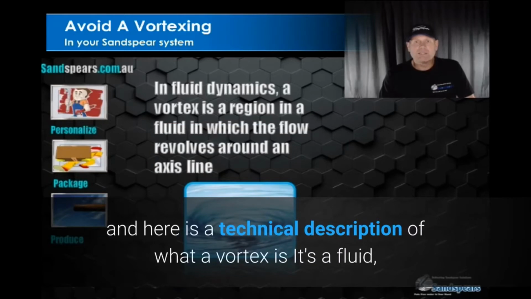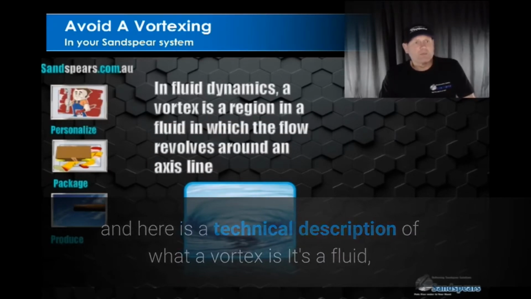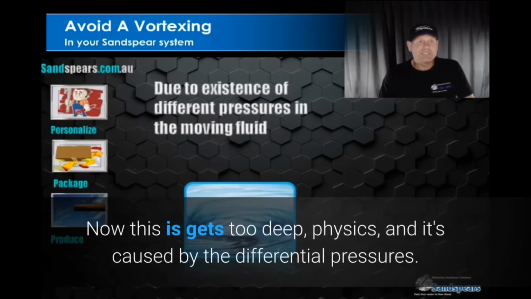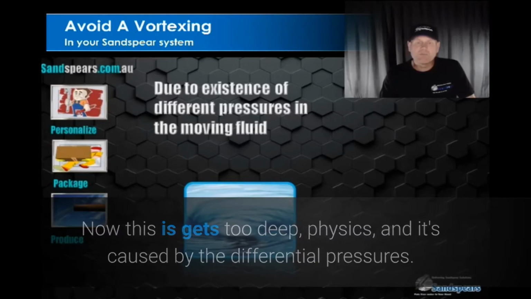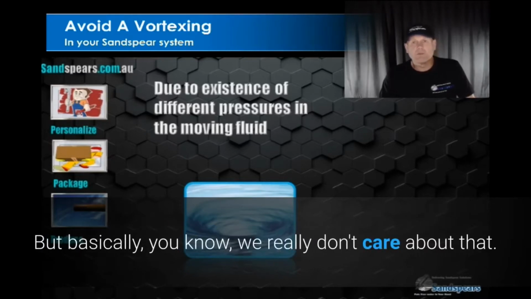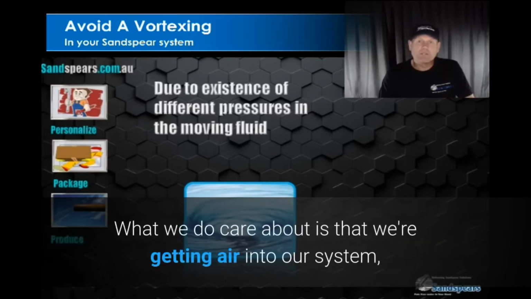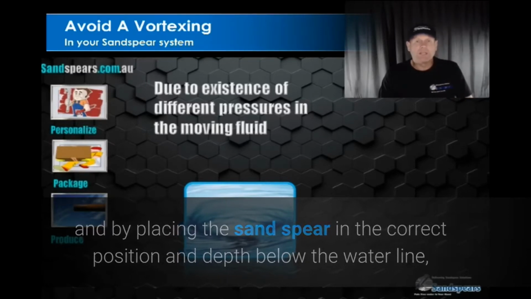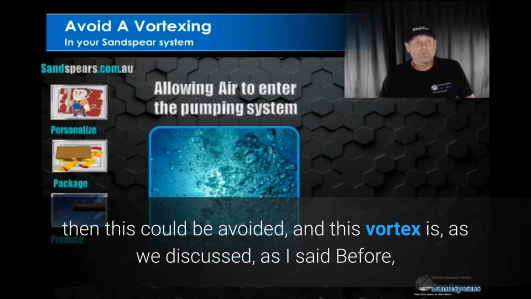And here is a technical description of what a vortex is. It's a fluid dynamic. A vortex is a region in a fluid in which the flow revolves around an axis line. Now, this gets to some deep physics, and it's caused by the differential pressures. But basically, we really don't care about that. What we do care about is that we're getting air into our system. And by placing the sandspear in the correct position and depth below the waterline, this can be avoided.